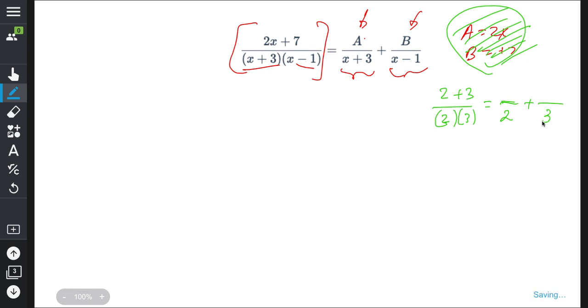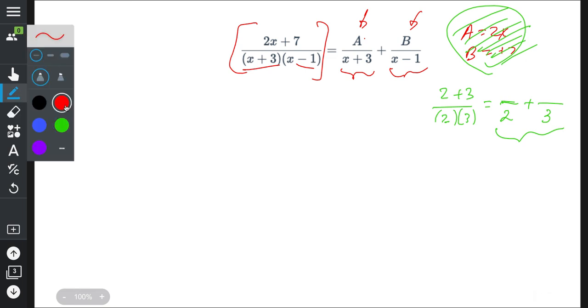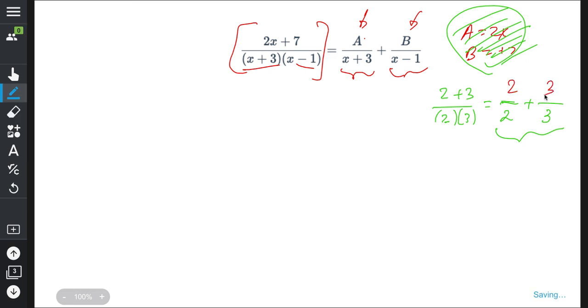Here are two fractions that each have one piece of the denominator in the sum, and the answers are definitely not going to be 2 and 3. You can't just do that. This doesn't work out at all, because this is 5 over 6, and each of these is 1 plus 1. They do not equal each other at all, because that's 2. That doesn't make sense.